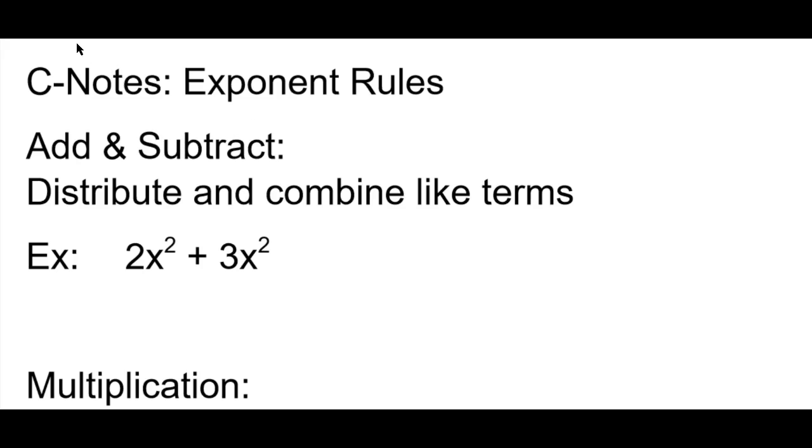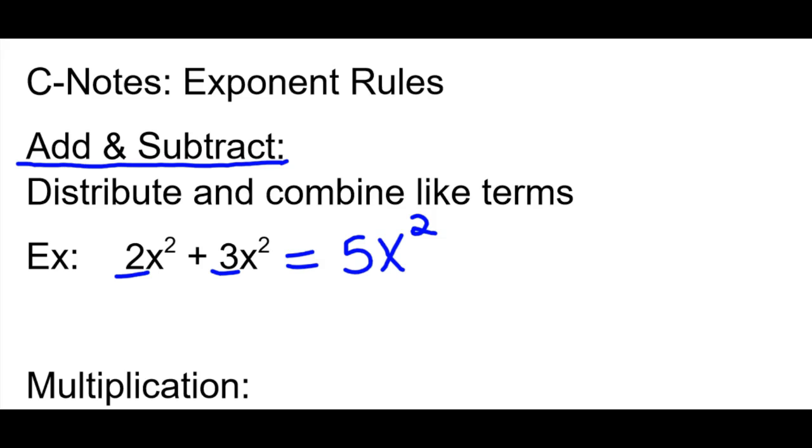First one is addition and subtraction. This isn't really a big topic because you've done this forever. This is just distributing and combining like terms. In this example, there is no distribution, but adding and subtracting, you just combine the like terms. You get 5x squared.